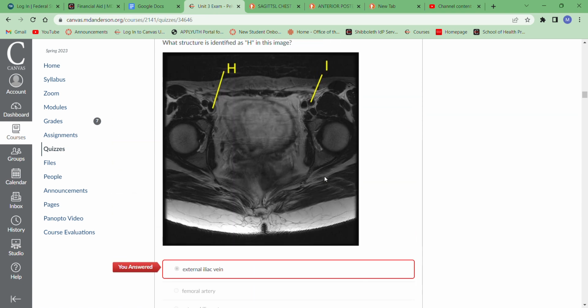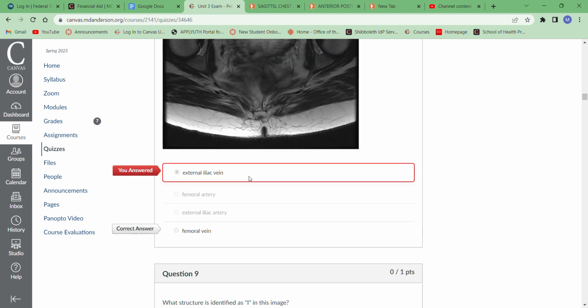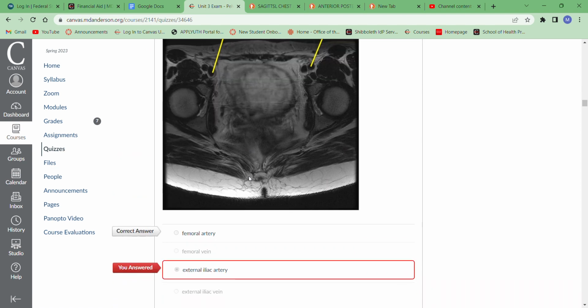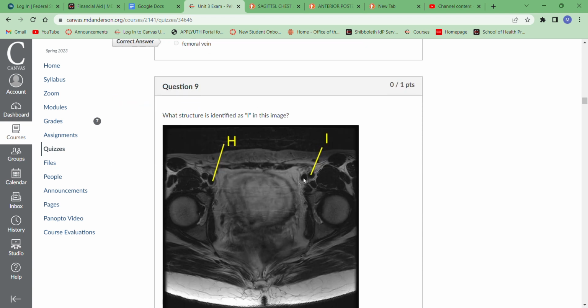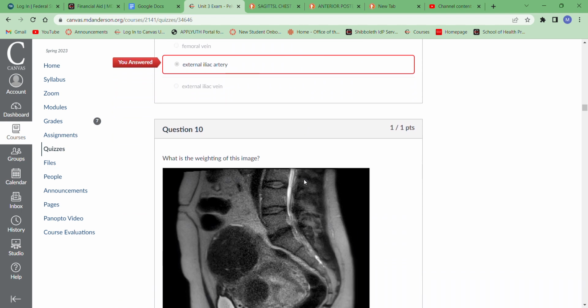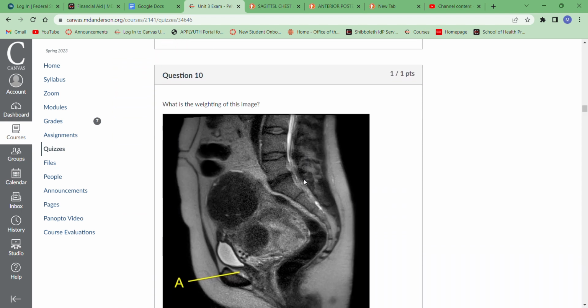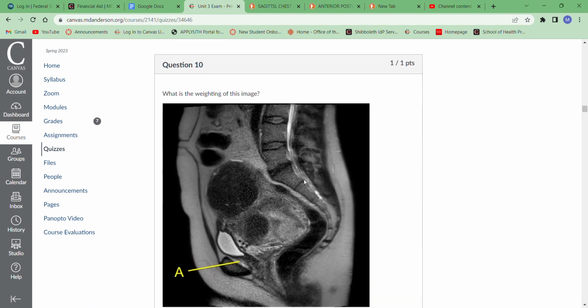Then what is I in this image? So we know if that's the femoral vein, then that must be the femoral artery. Femoral artery. So I think I just picked this again to be consistent because I really didn't know. But here's the head of the femur. That's round, that's oval, so this is the femoral artery and this is the femoral vein. What is the weighting of this image? T2 weighting. So water is bright on T2 weighting.